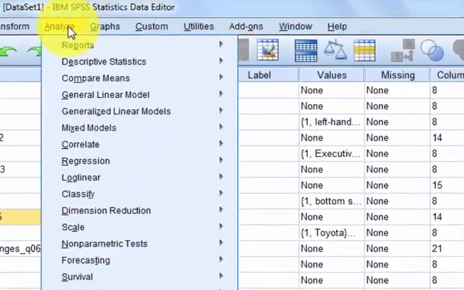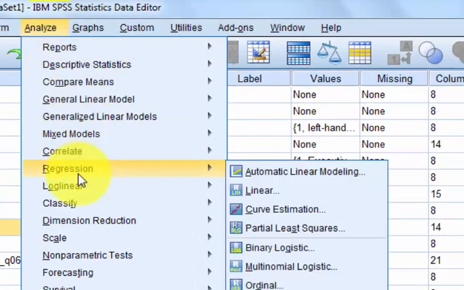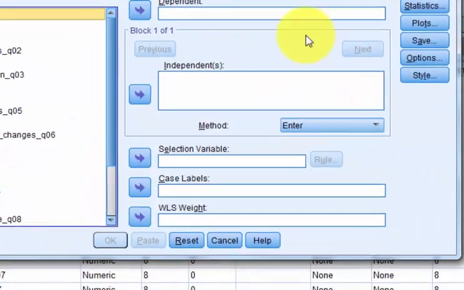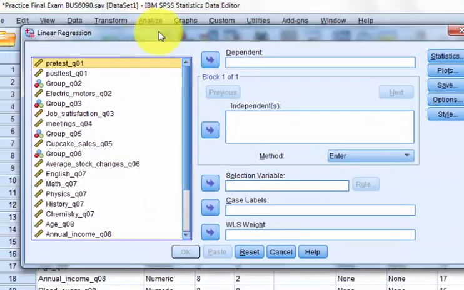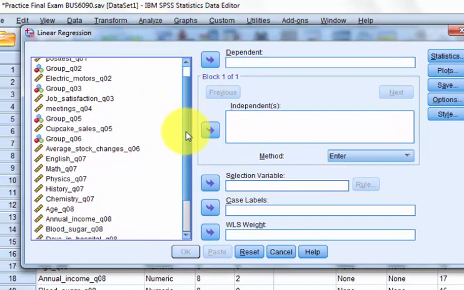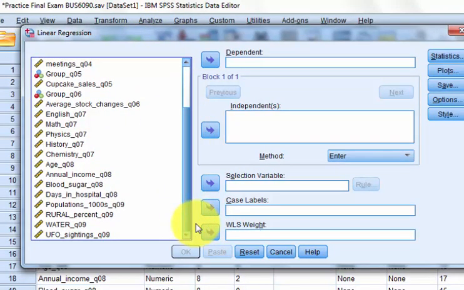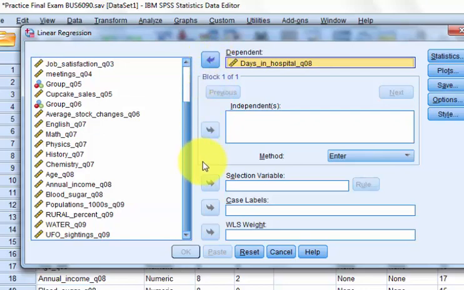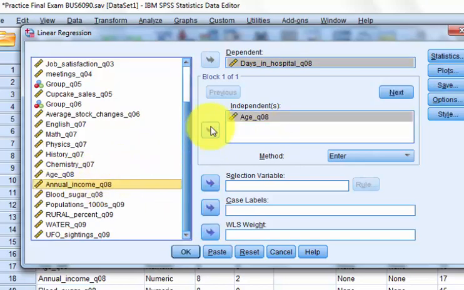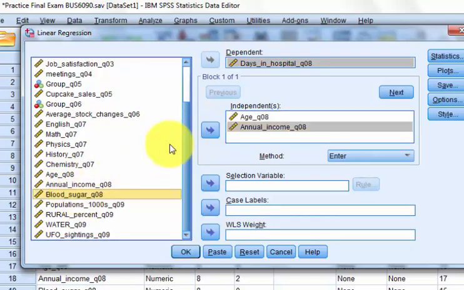We're going to go to Analyze, Regression, Linear. So what are we trying to predict? The number of days in the hospital. Where's that one? Days in the hospital. That's your DV. That's your criterion variable, your output variable. And what are you trying to predict with? Trying to predict with age, how much money they make, and their blood sugar levels.